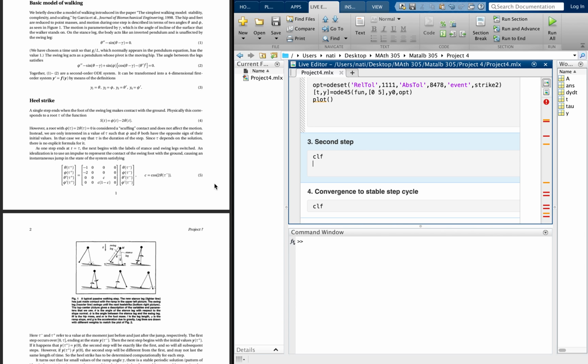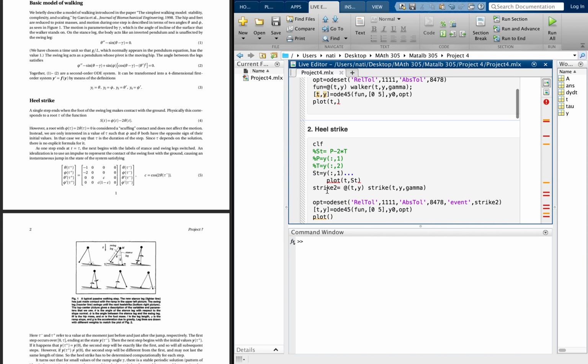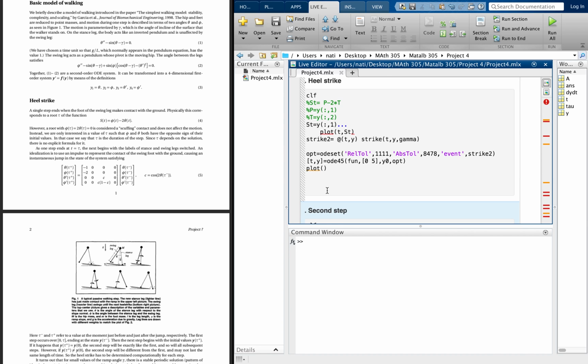Everyone, we're going to be working on part 3 now. Just as a quick summary of what we've done: the first thing we did was make equations 1 and 2 into a 4-dimensional first order system by introducing our variable y and dy/dt. For part 2, we introduced an event function that allows us to determine when the end of the first step was. After that, we plotted the first step only.